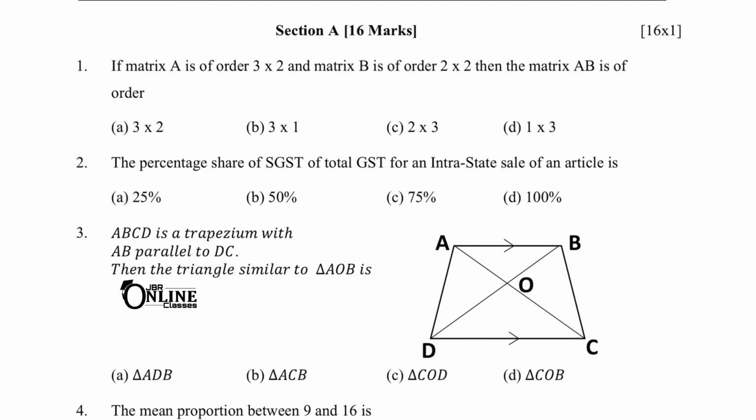So here, if matrix A is of order 3 cross 2 and matrix B is of order 2 cross 3, then the matrix AB. AB means multiplication of these two matrices, that means A and B. You know that whenever you multiply two matrices, these two will always be equal and your result will be 3, the first one, here the first one and here the last one. That means 3 cross 2, that is your result. So here the first one.